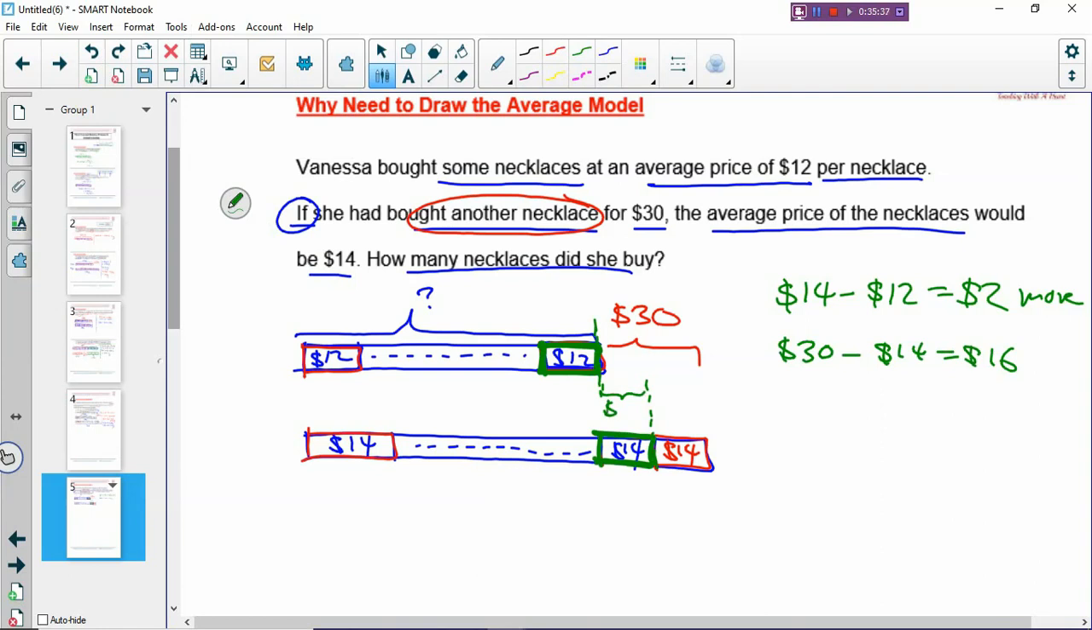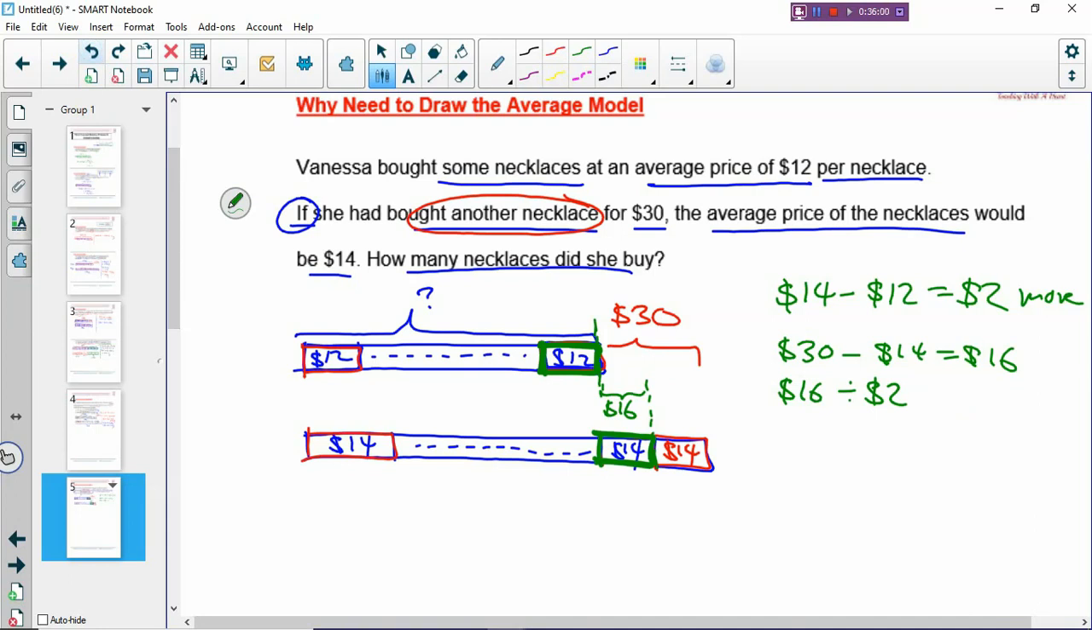So you're going to take the $16 and give every necklace $2 more. So you must have given to how many necklaces? You must have given to 8 necklaces, right? So you take the $16 and give every necklace $2 more, so that they can become $14 each.